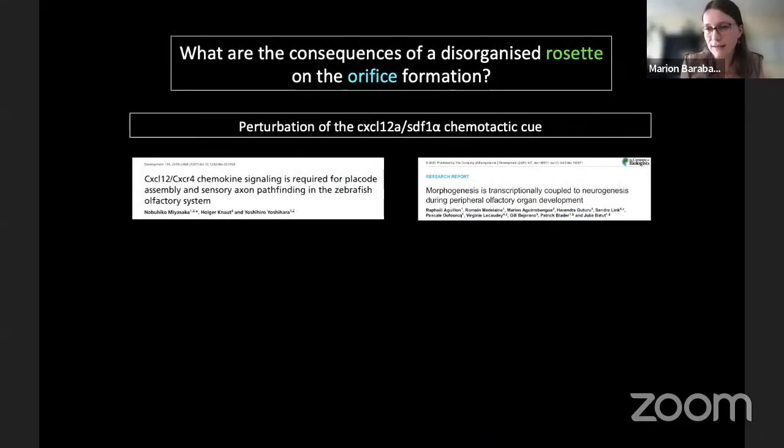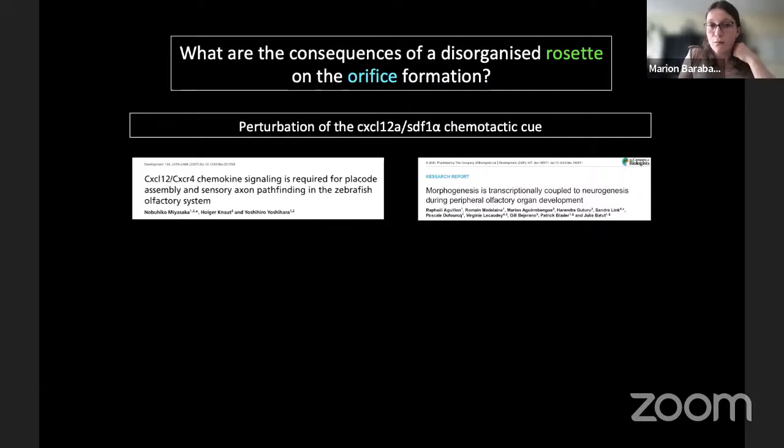So in order to test this hypothesis, we wanted to disorganize the rosette and see the consequences on the forming orifice. So we would like to take advantage of a perturbation of a signaling pathway, which is the CXCL12A chemotactic cue. So just to mention first that this signaling pathway is only active in neurons because the receptor of this cue is absent in the skin and specifically expressed in neurons.